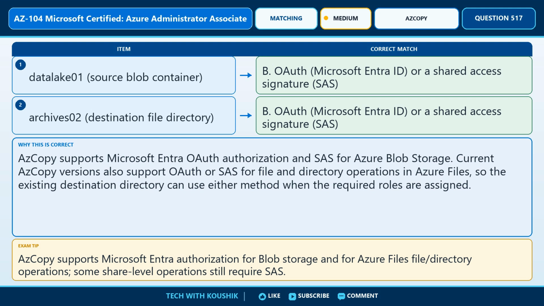AZ Copy supports Microsoft Entra OAuth authorization and SAS for Azure Blob Storage. Current AZ Copy versions also support OAuth or SAS for file and directory operations in Azure Files, so the existing destination directory can use either method when the required roles are assigned. Remember this distinction for the exam. AZ Copy supports Microsoft Entra authorization for blob storage and for Azure Files file/directory operations. Some share-level operations still require SAS.